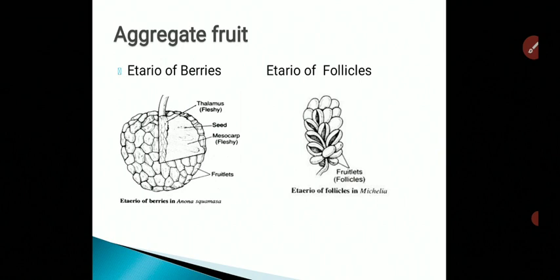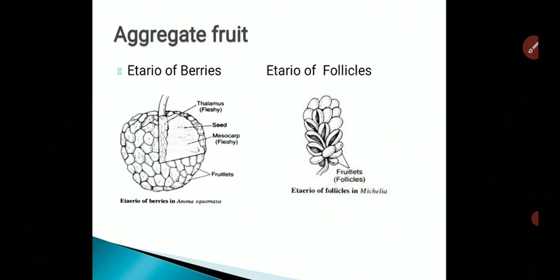Here, in the case of aggregate fruits, each fruitlet is part of an etaerio. According to the nature of the fruitlets, these fruits are known by different names. First, etaerio of berries, and secondly, etaerio of follicles. Look at the diagrammatic representation here: etaerio of berry in Annona squamosa, that is sitafal, and etaerio of follicles in Michelia, that is safa.